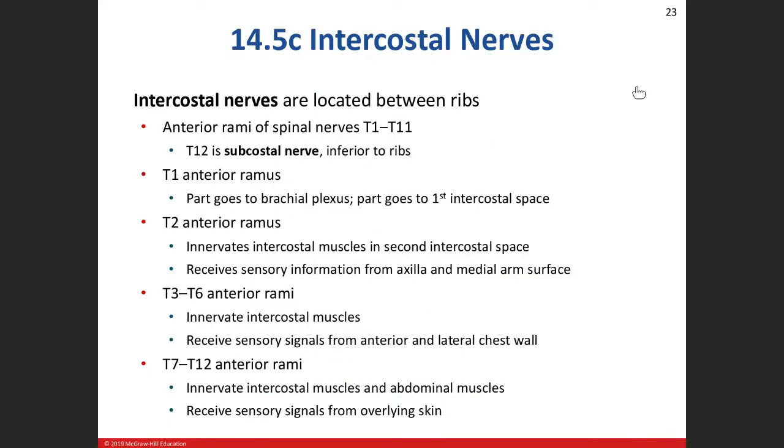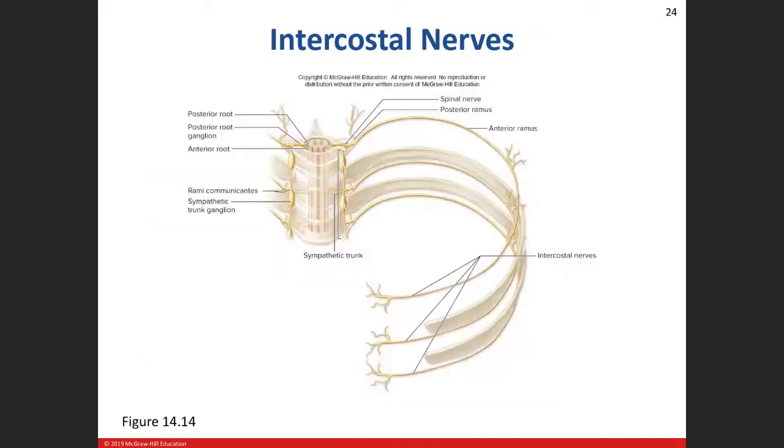Okay, so the anterior rami for the thoracic region is not too bad. We're going to get a little bit complicated here when we get into the plexi. So you can see, here is the spinal nerve. It gives off its posterior ramus here, and then the anterior ramus swings around, and it'll form the intercostal nerve.